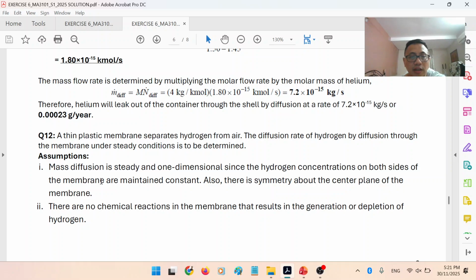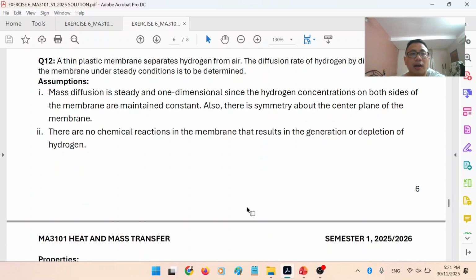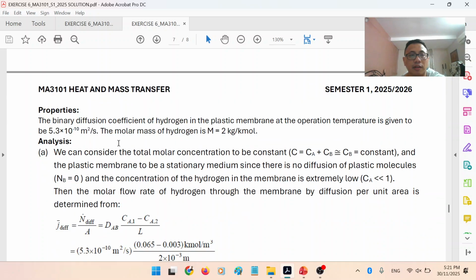Hydrogen concentration is maintained constant on both sides. Symmetry about the center, so you assume the diffusion is happening in one dimension. There is no chemical reaction. There is no generation or depletion of hydrogen in the container. The binary diffusion coefficient of hydrogen in the plastic membrane is given as 5.3 times 10 to the power negative 10 meters squared per second. The molar mass of hydrogen we know is 2 kg per kilomole.